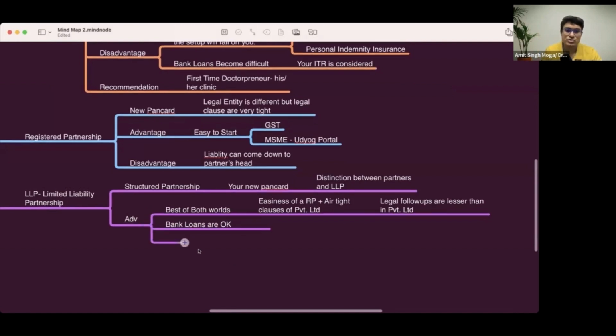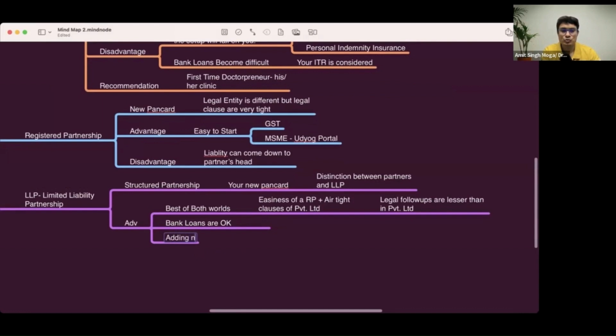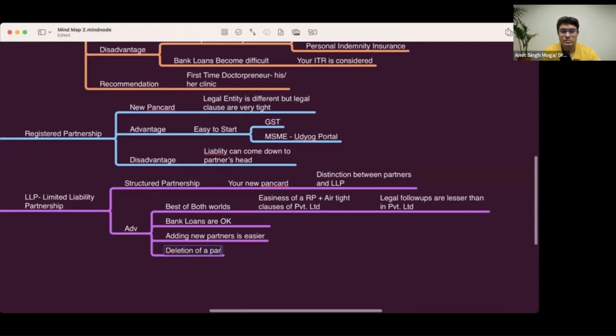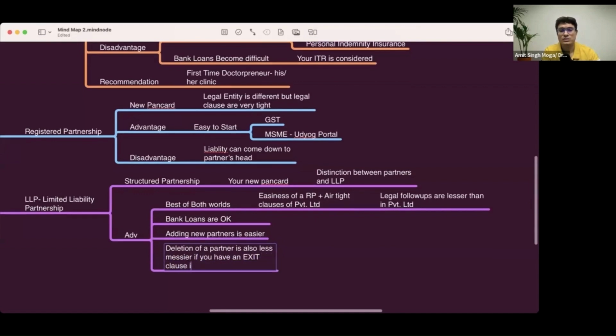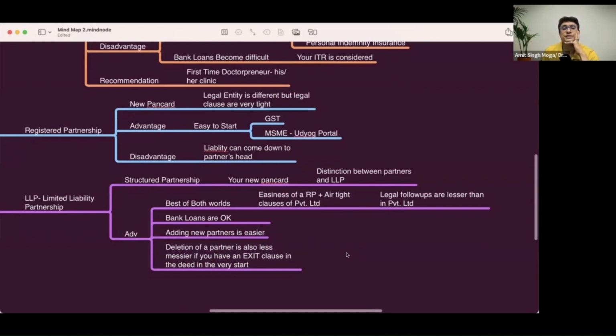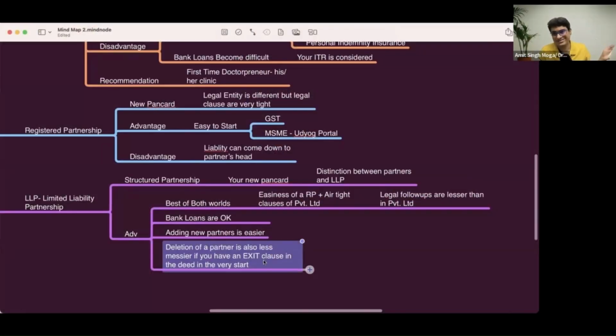Bank loans become easy, and adding new partners becomes easy. Removing a partner is also less messy if you have an exit clause in the deed from the very start. A lot of people, because of hesitation, do not write an exit clause in their deed, which you should take into consideration. Take proper consultation from CAs and legal experts, and see what the mode of exiting is also. So if some partner goes after 3 years, what happens?